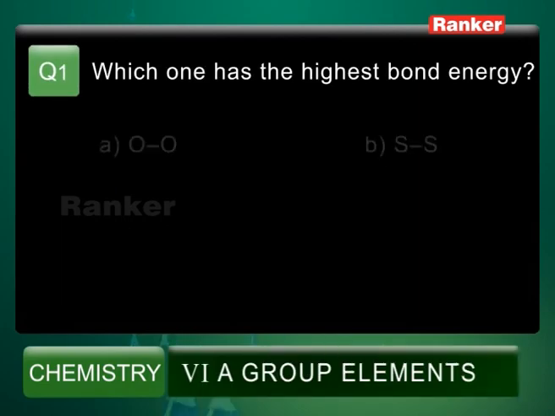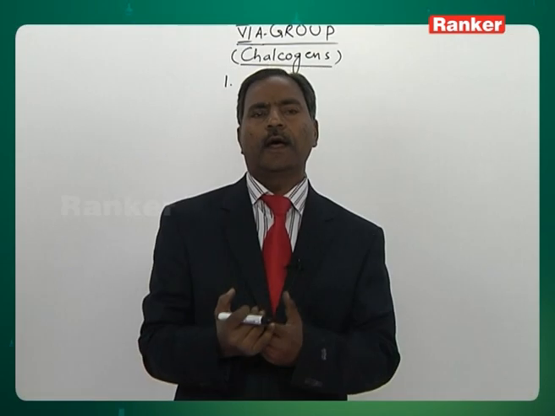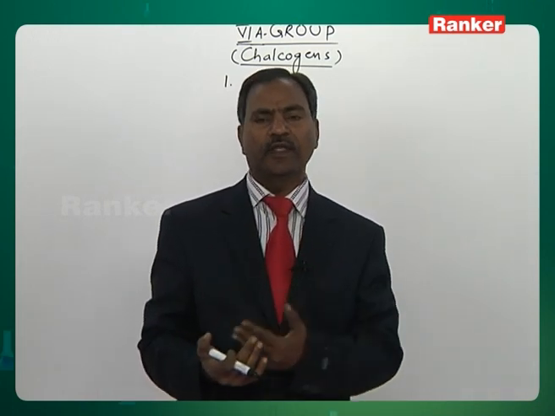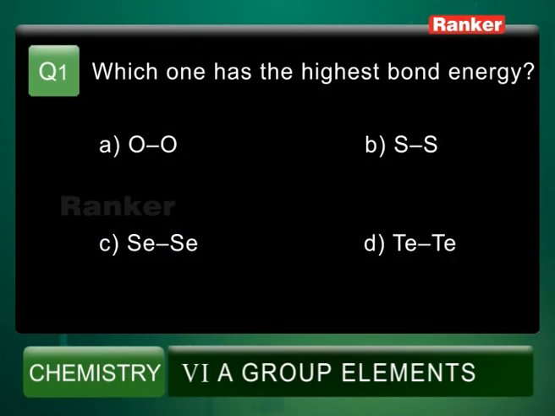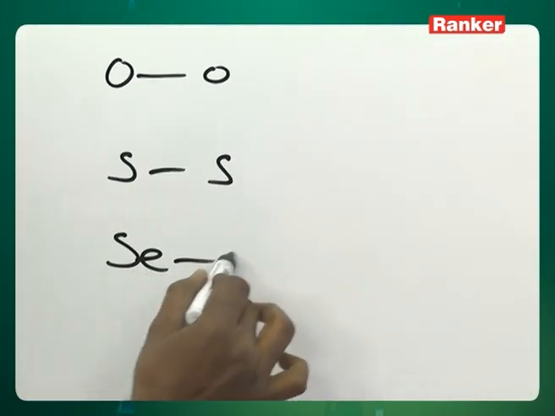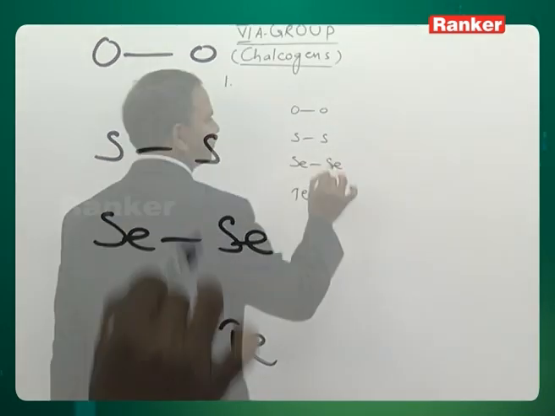Question number 1. Which one has the highest bond energy among the chalcogen atoms? We take 6th A group of elements, and in between the atoms, which is having the highest bond energy? Option A is given as what? O2O, sulfur to sulfur, selenium to selenium, tellurium to tellurium.